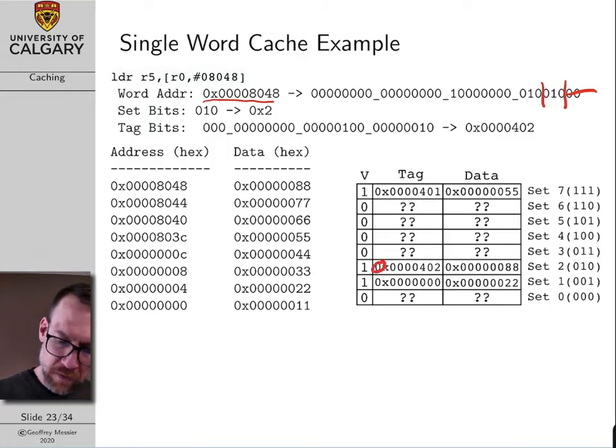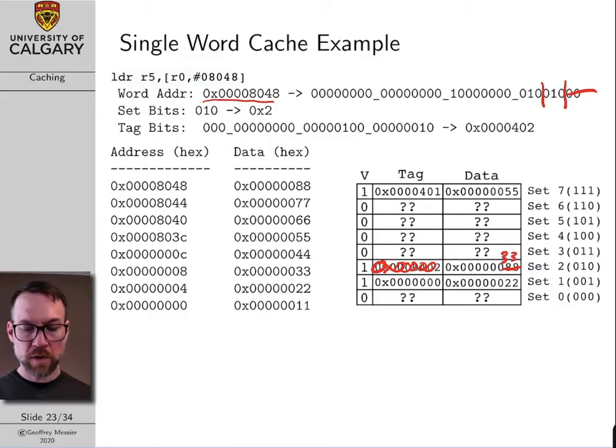Before, the tag bits used to be all 0s, and the data value was 33. And so when the load word command tries to load a word from address 8048, it's always going to check to see if this value is already in the cache first, right? The way it does that is it determines the tag bits in the address that it wants. In this case, the tag bits are hex 402, and it will check the tag bits already in set 2 to see if there's a hit.